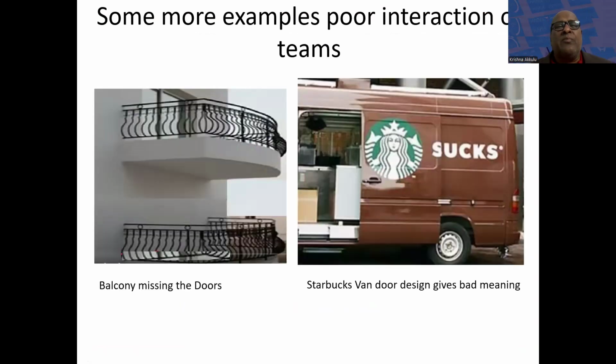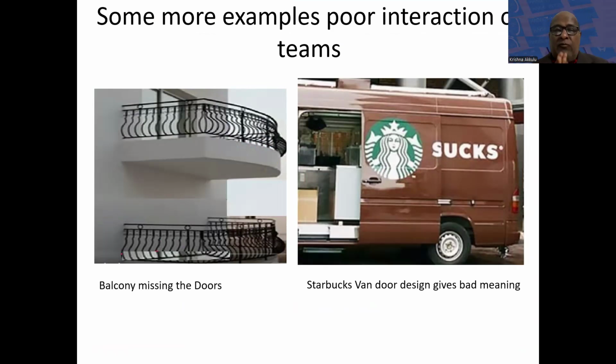We can see some more examples. Here there's a team that built the balcony and another team that built the wall, and this guy built the balcony without even seeing that there should be a door here. He just built the balcony: my job is to build the balcony, I don't care whether the door is there or not. This is one example of no interaction between the teams.